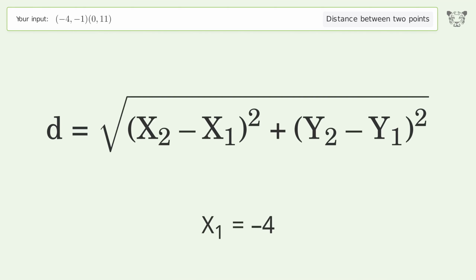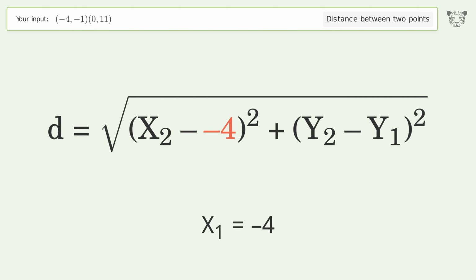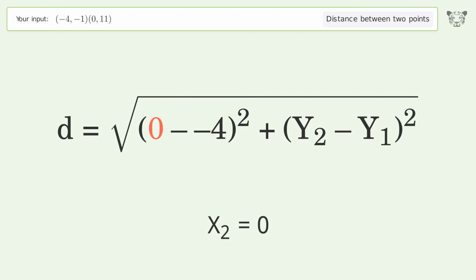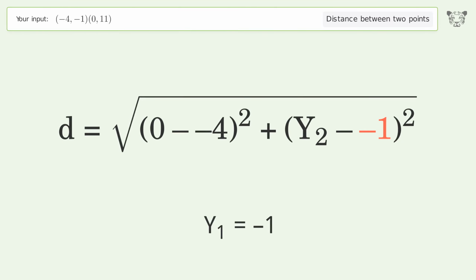x1 equals -4. x2 equals 0. y1 equals -1. y2 equals 11.